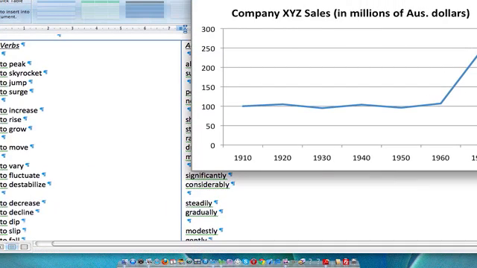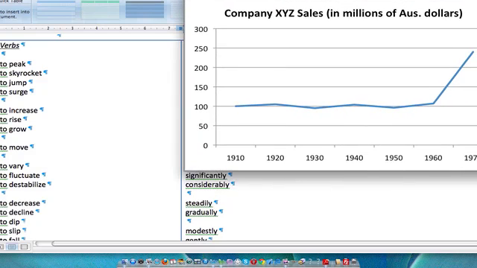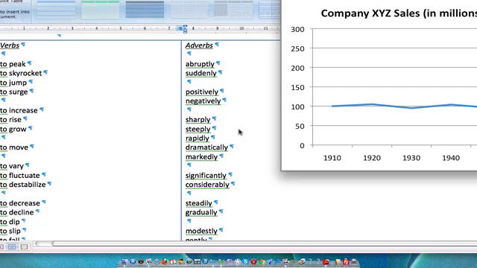The figure jumps abruptly. We could say in 1960, sales suddenly surged. Okay. Now, let's continue here. Sharply, steeply, rapidly, dramatically, markedly.